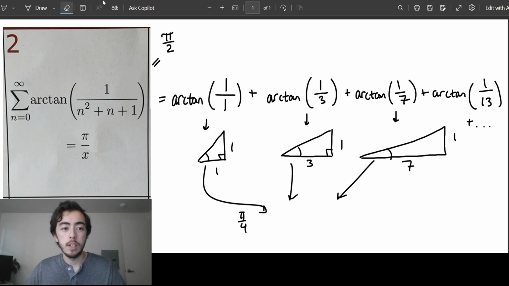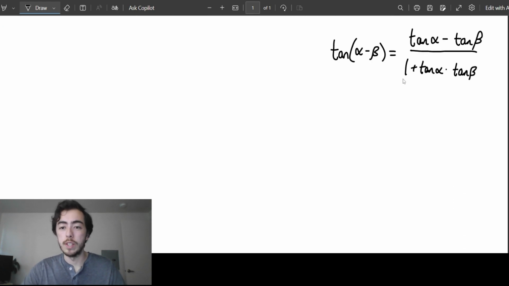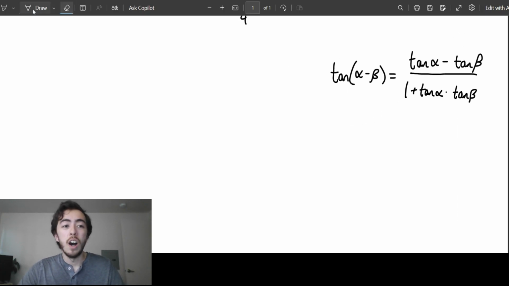So instead, I think we need to take an algebraic approach with some trig identities too. The idea starts with this tangent identity right here. This is just the tangent angle difference identity. Honestly, I don't know how to prove it myself, but I've seen it on a lot of trig identity sheets, and I just trust it.